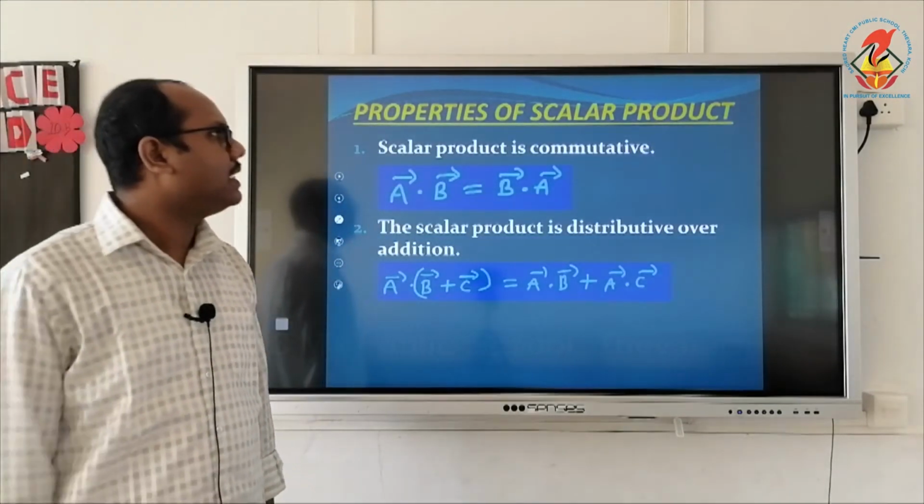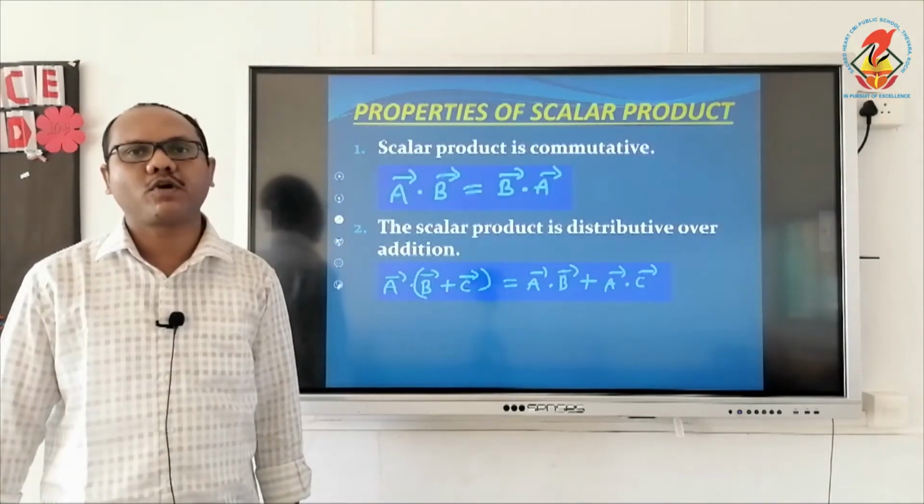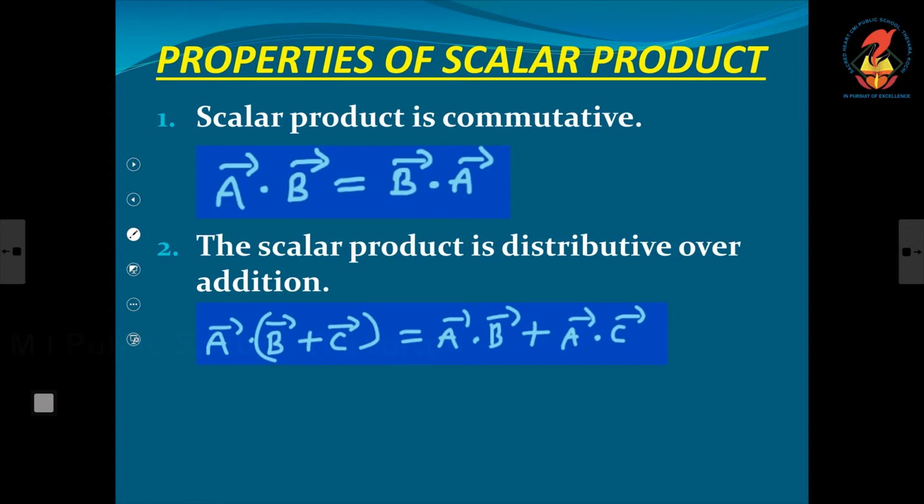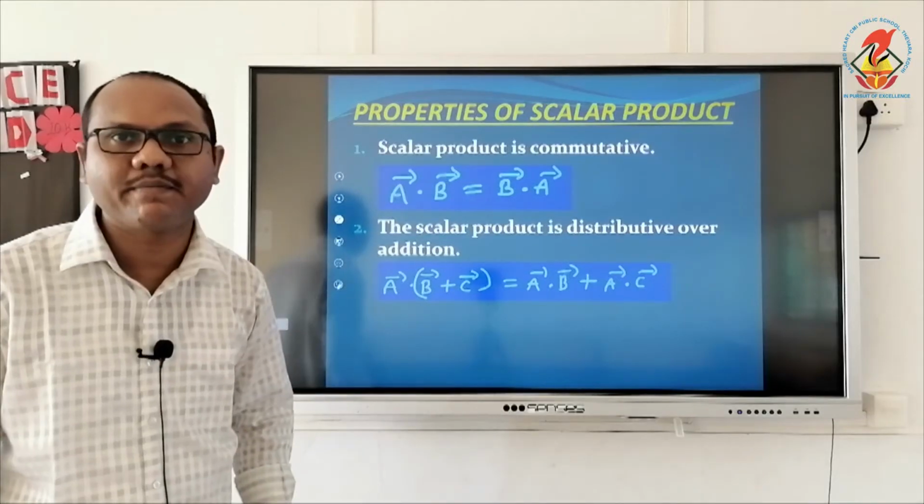Now we are going to study the properties of scalar product. The first property is that scalar product is commutative. What is meant by commutative? Commutative means vector A dot vector B is equal to vector B dot vector A. You can multiply in both ways, and both will give you the same answer.